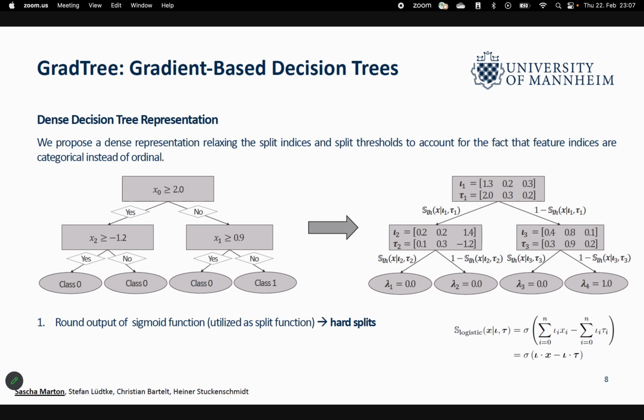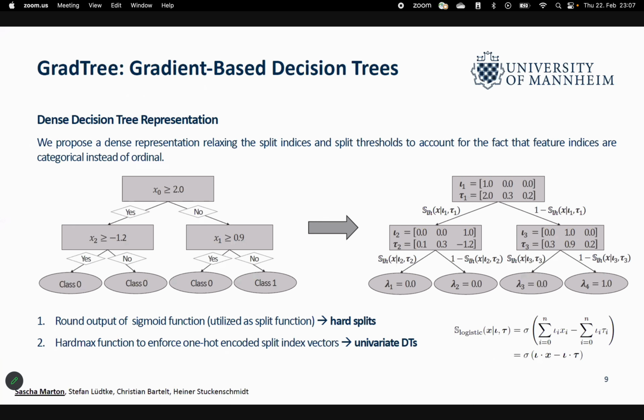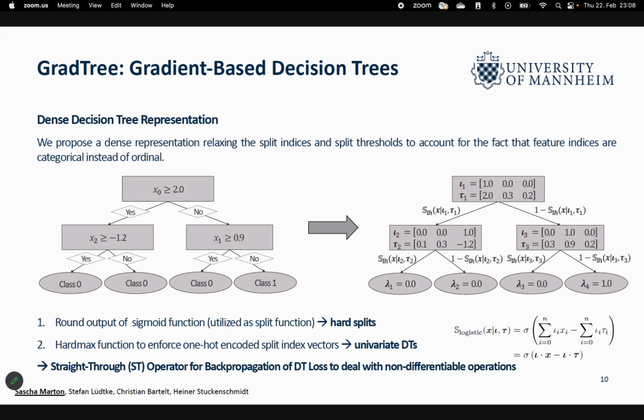So this is why we apply a hardmax function to enforce a one-hot encoded split index vector, which then ensures univariate and axis-aligned decision trees. So now you might have noticed that we've again used 2 non-differentiable operations. We are rounding and we are using a hardmax function. Both are non-differentiable, but this time we have an easy solution because we apply the so-called straight-through operator for the backpropagation of the decision tree loss to deal with these non-differentiable operations.